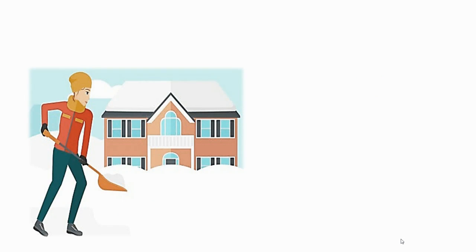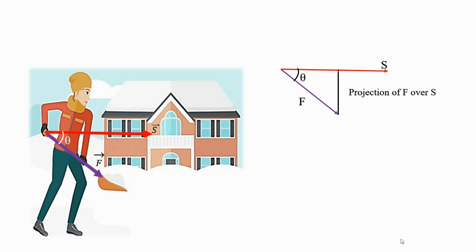In this picture, a girl shoveling snow. This is the direction of applied force. This is the direction of a displacement. Force and displacement are not in same direction but makes an angle theta. To determine work in this case, redraw the vectors force and displacement. Draw the projection of the force over displacement S.